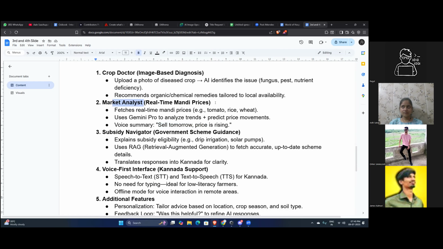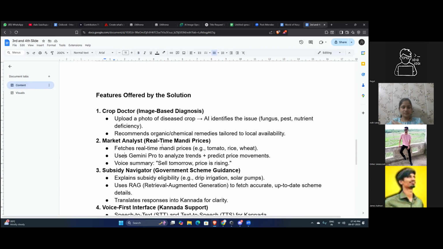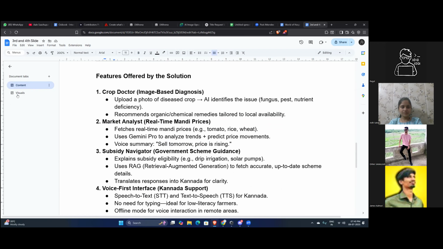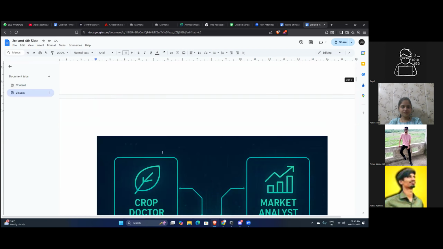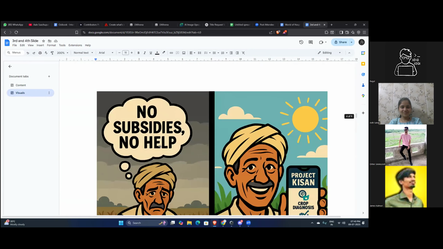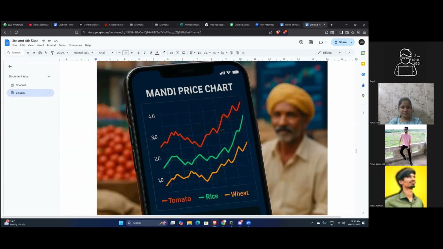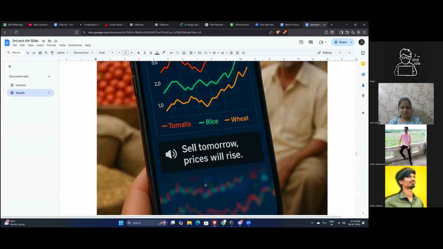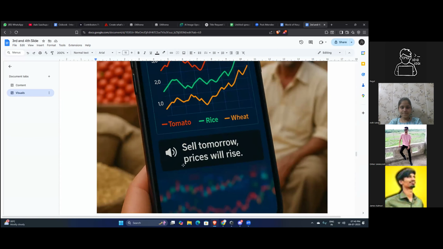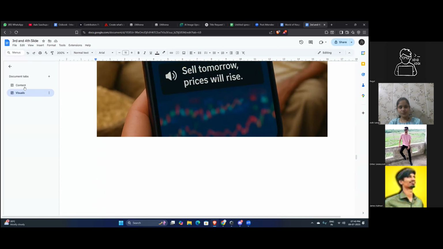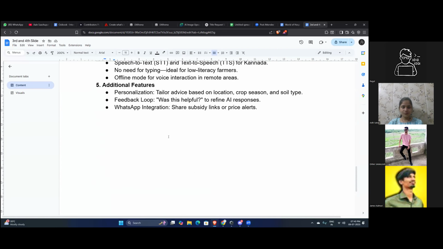What does the Market Analyst do? That is one of the features offered by our solution. And for that, this is the visual I created. There is a mandi price chart. If you can see, red is for tomato, green is for rice, and orange is for wheat, and it also says here, sell tomorrow, so the price will rise. So I created a visual like this.